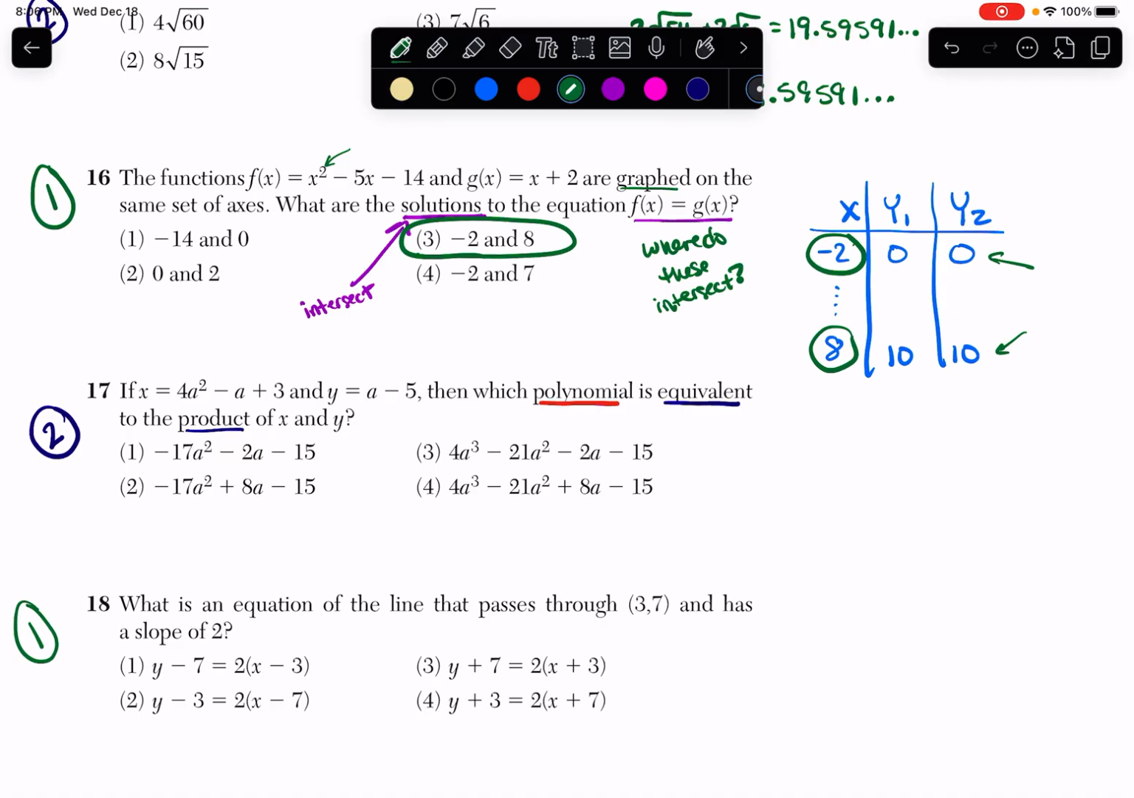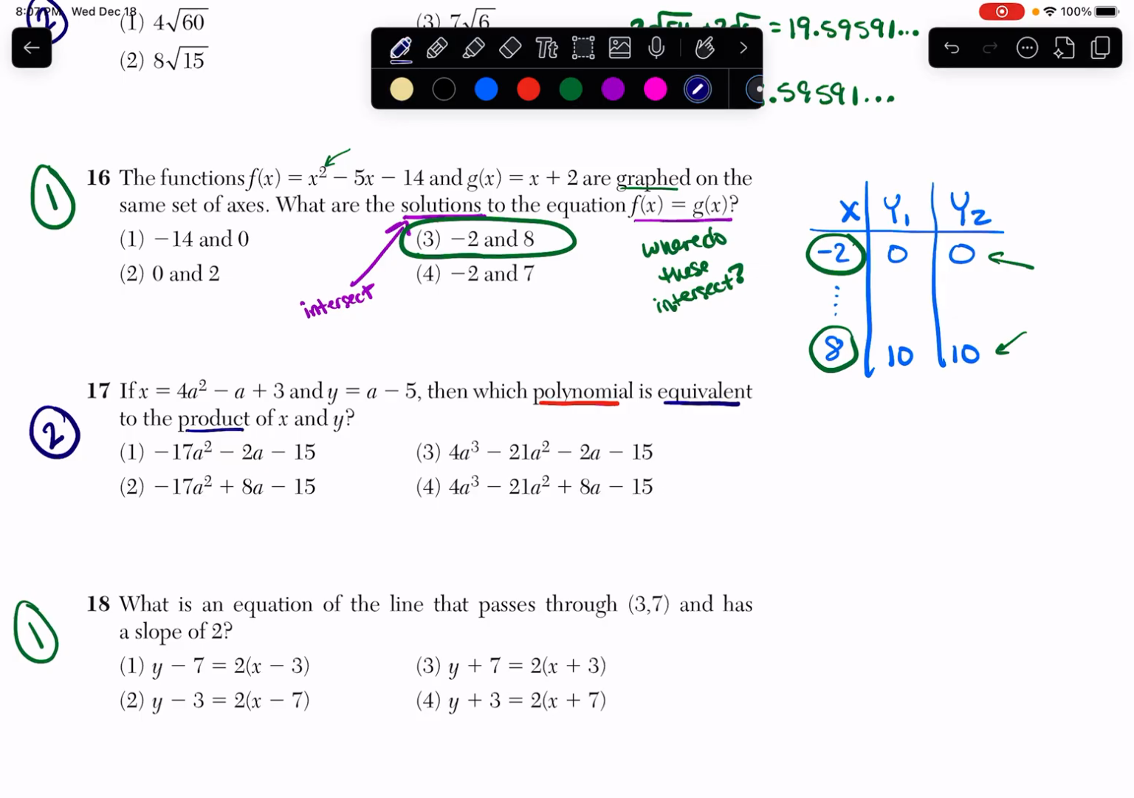Number 17, if x equals 4a squared minus a plus 3 and y equals a minus 5, then which polynomial is equivalent to the product of x and y? Polynomial is maybe confusing, and there's a lot of letters here. However, we know what equivalent means. We know what product means. Product means multiply. And we know equivalent means same solutions.